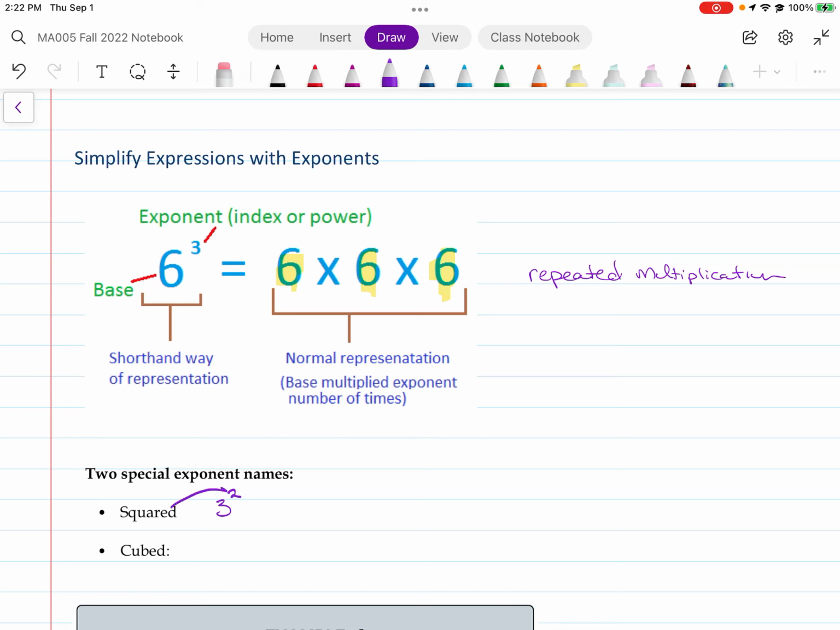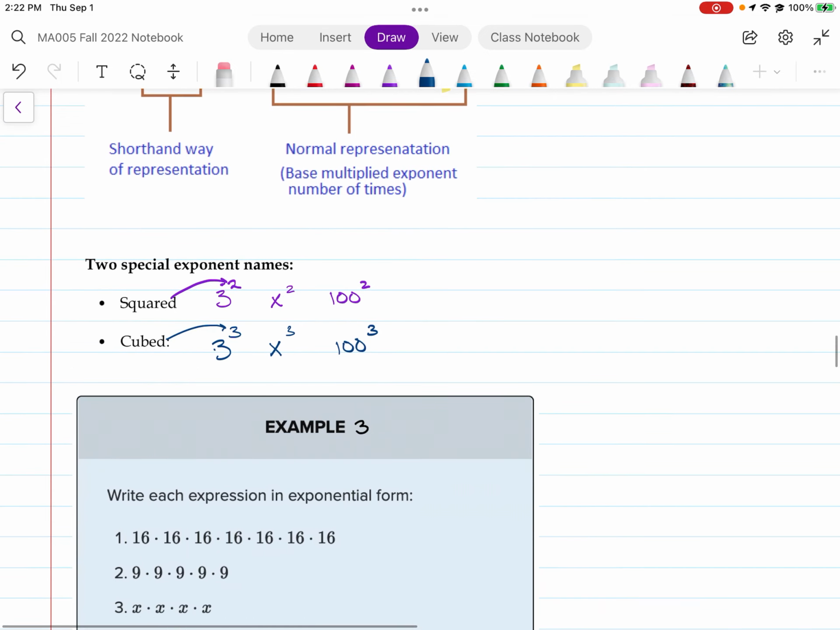So that's what the squared is right there. X to the 2 power, 100 to the 2 power, those are all squared. And cubed is to the third power. So we would have 3 to the third power, that's the cubed. X to the third power, 100 to the third power, that's cubed. Okay, so those are the special exponent names.